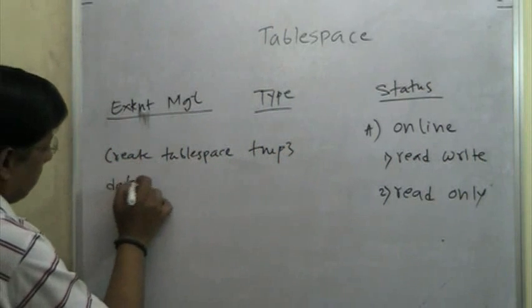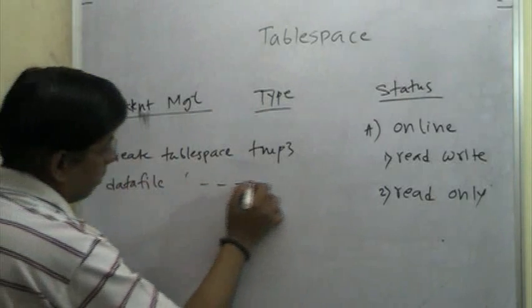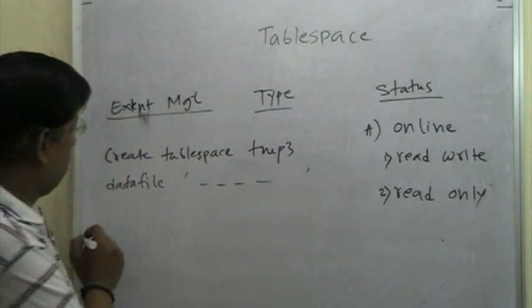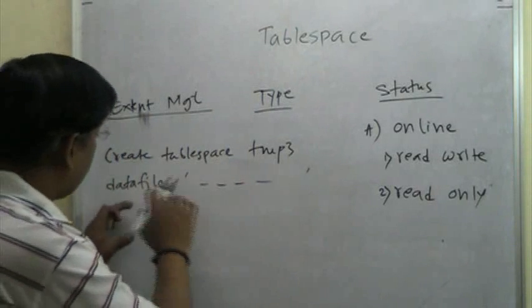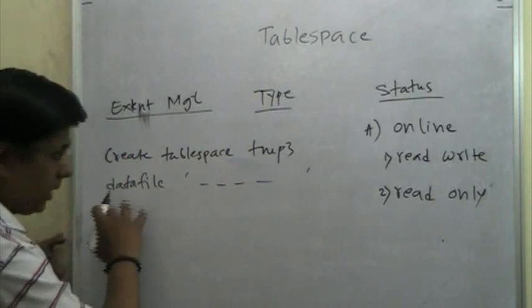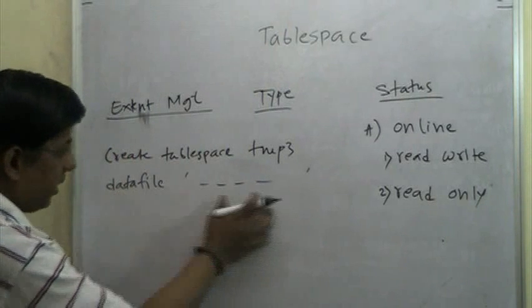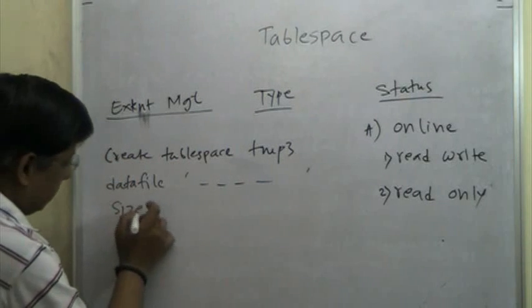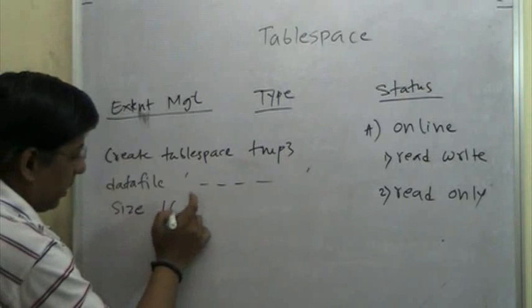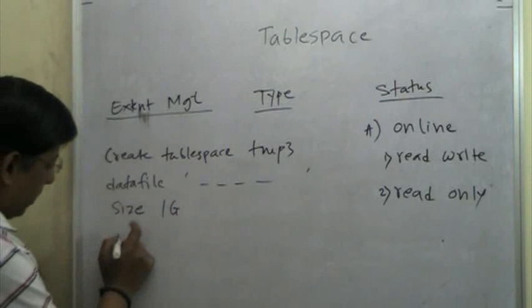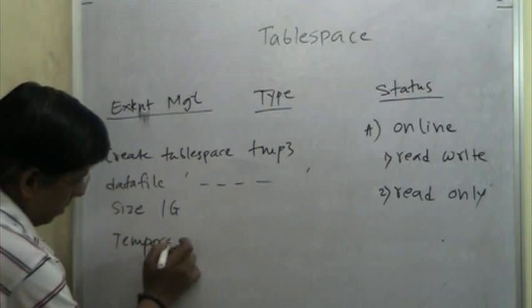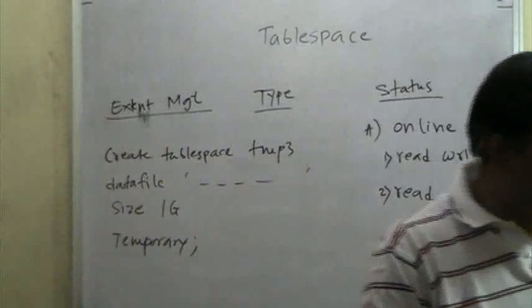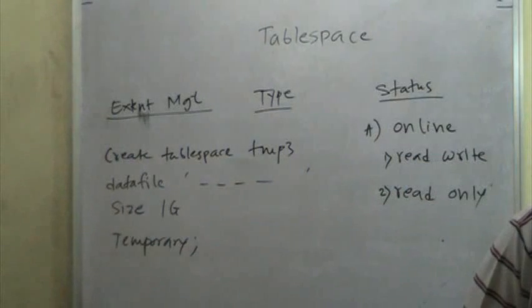Then data file, and in single quotes you will put the name of the data file. You can also say temp file, not a data file. I will show you, there are multiple ways. Then data file, name of the data file. Then size. The size is, let us say, 1 gigabyte. And finally you keep the word temporary. So this is one way of creating a temporary table space.